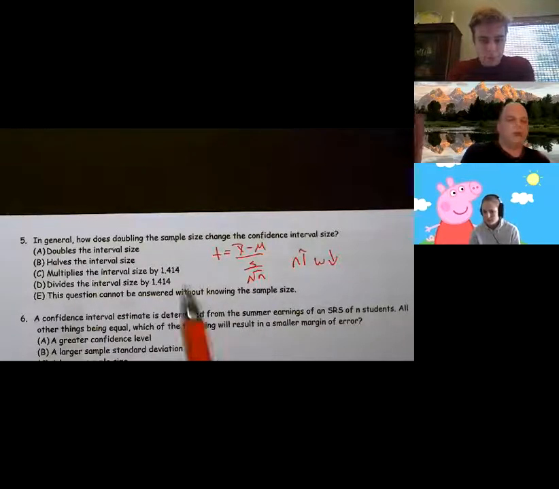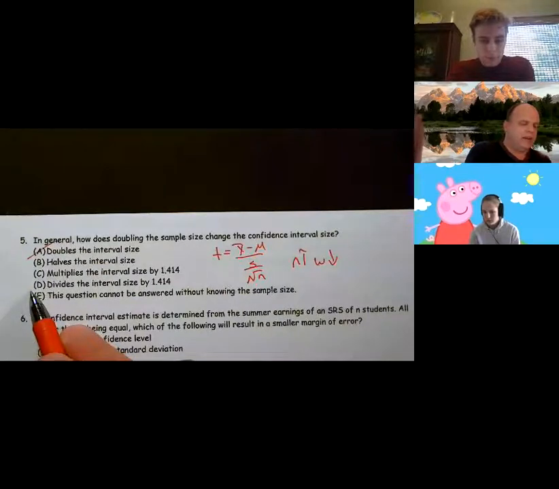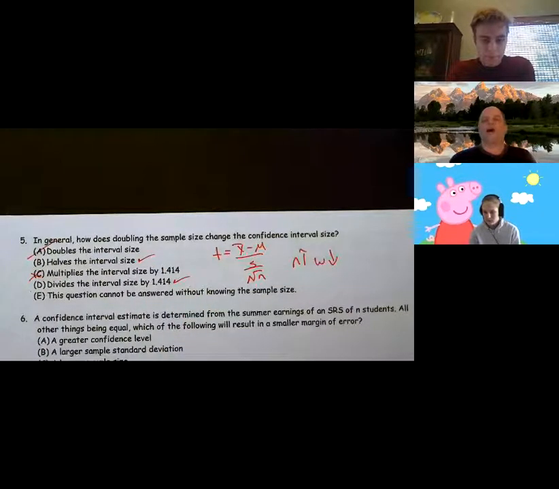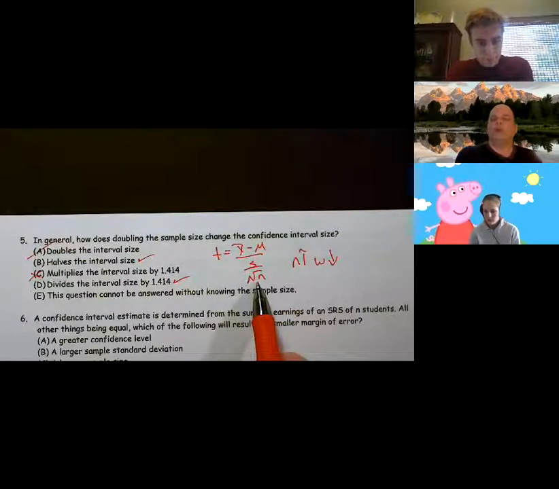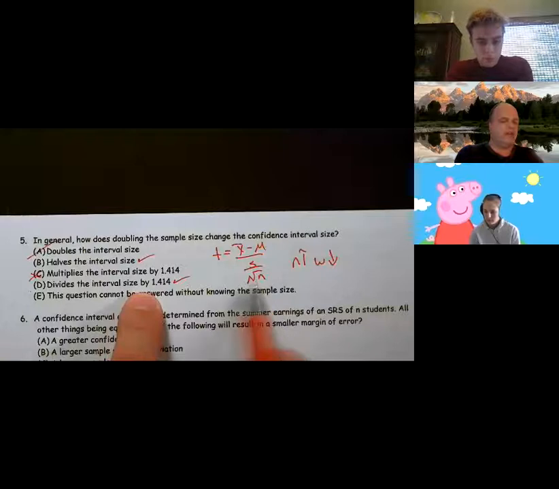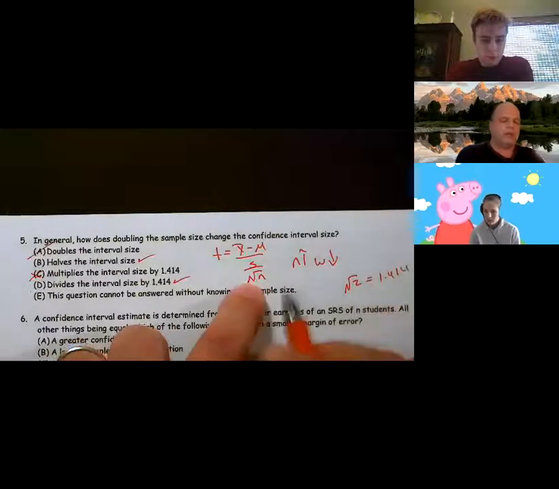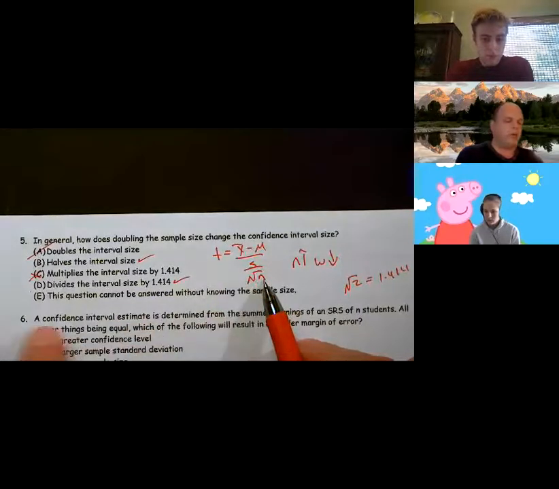All right. So we're not going to double the size. We are going to divide. We're not going to multiply. So we have halve and divide, because those are all possibilities. But this is here. This is underneath. So we're taking the square root of our sample size. So if I double it, what I'm actually going to do is divide by 1.414, because the square root of 2 is 1.414. So my interval is going to decrease in width by 1.414.